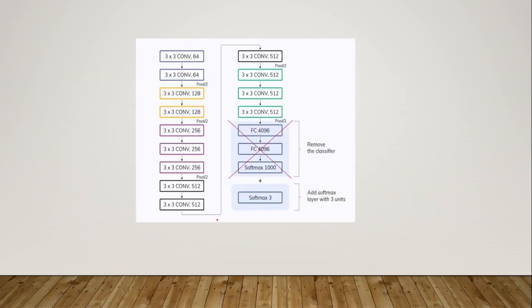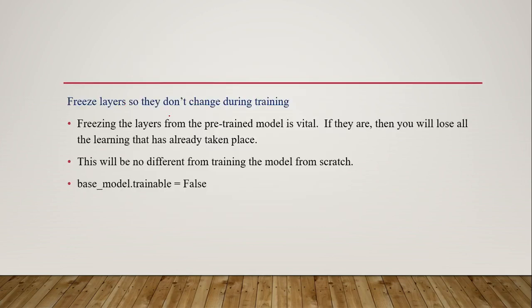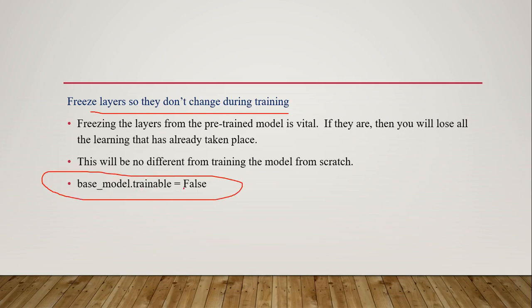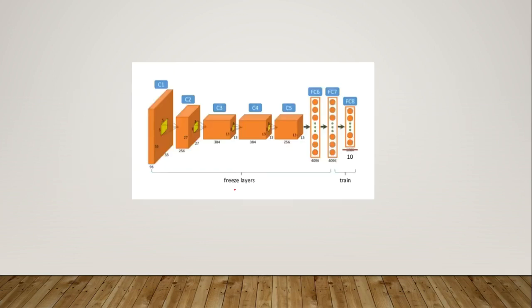Another step looks like this: remove the classifier and add a softmax layer with 3 units. Everything will get clarity when you go for the practical session of transfer learning. Then freeze the layers so that they won't change during training. Here, there will be no difference from training the model from scratch. For example, base_model.trainable = False. This is required for some time only, and this is the step called freeze layers.